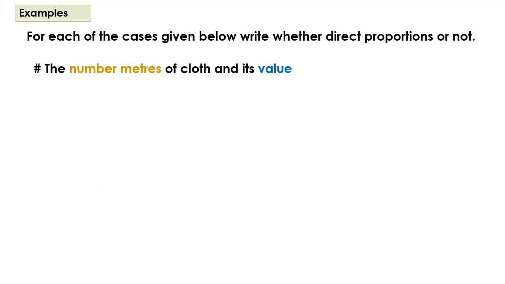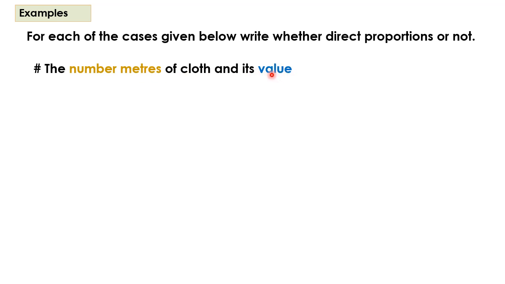First one, the number of meters of cloth and its value. Here, to decide whether direct proportion or not, we just want to check whether one quantity increases, the other quantity is also increased by the same ratio or not. Here the number of meters is the first quantity, the value is the second quantity. Let's assume 1 meter costs rupees 100, then 2 meters cost 200, 3 meters cost 300.